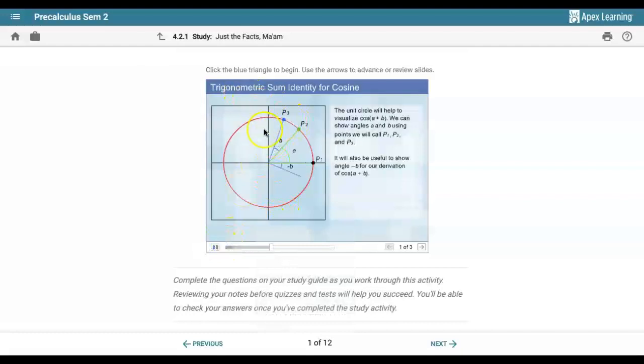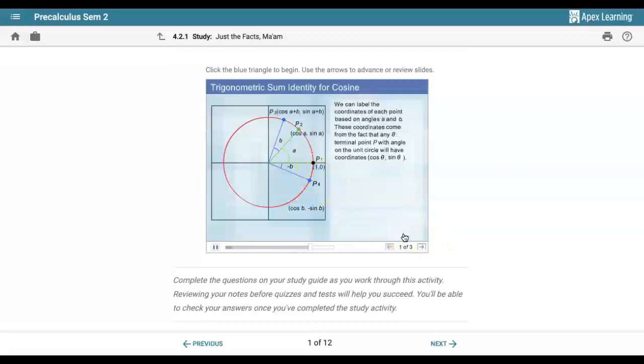Okay, so like I said, looking at our unit circle here, we can look at what happens if we have our angle A in green and we have our angle B in blue. All right, we can look at our different angles here, and we could also look at angle B by itself as just negative B. When we're doing our derivation, sometimes it's good to know that. So if we look at our points, P1 to P2 is angle A, P2 to P3 is angle B, and then P1 to P4 is negative angle B.